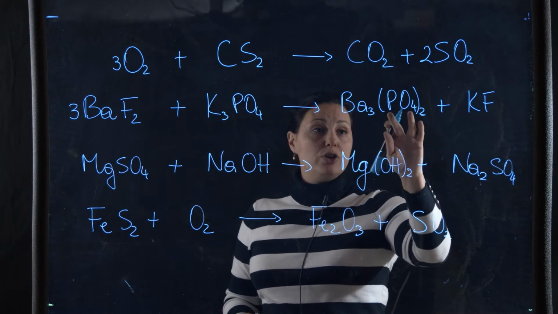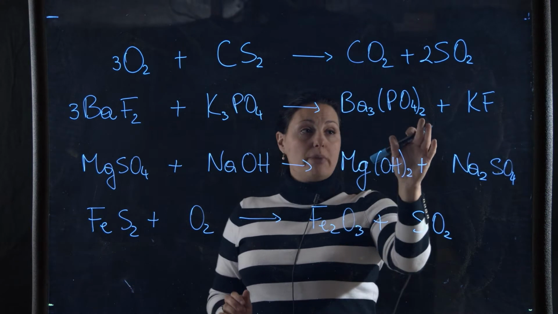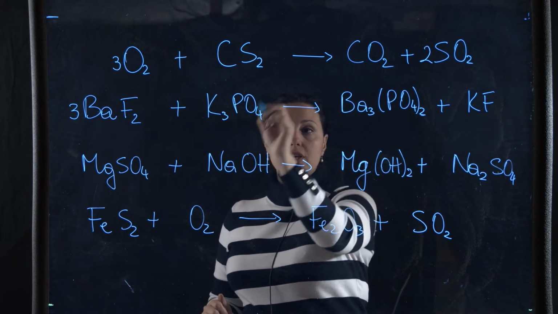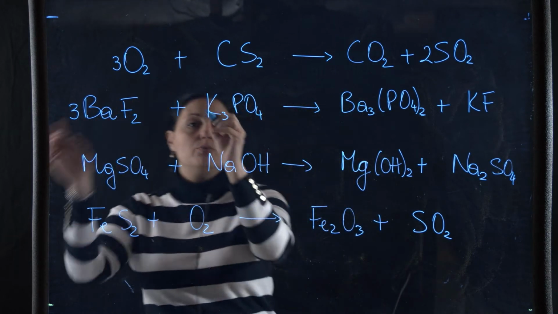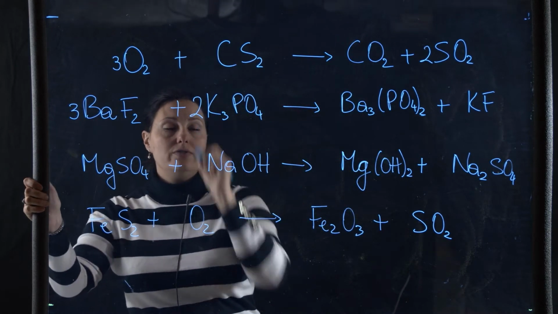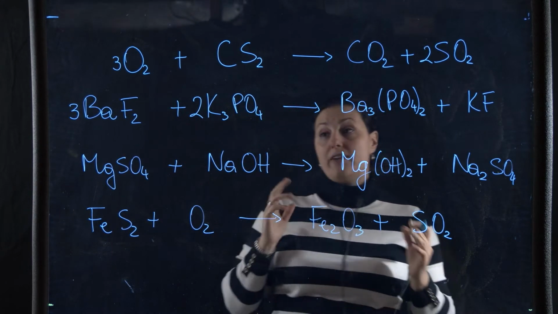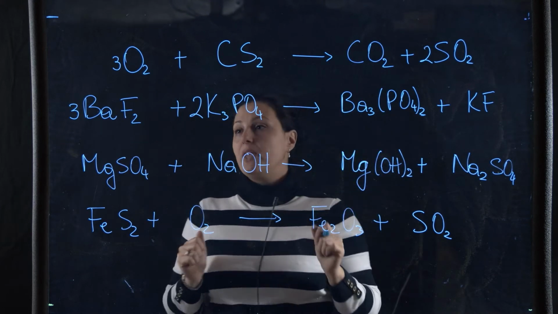So I have 2 PO4s over here, but only 1 PO4 over here. To balance that out, I need 2 on this side. I can't put it over here as a subscript. Never change the subscripts. So I need to put it in front as a coefficient. I have 2 phosphates, 2 phosphates. My phosphates are balanced, so 2 PO4s, 2 PO4s.